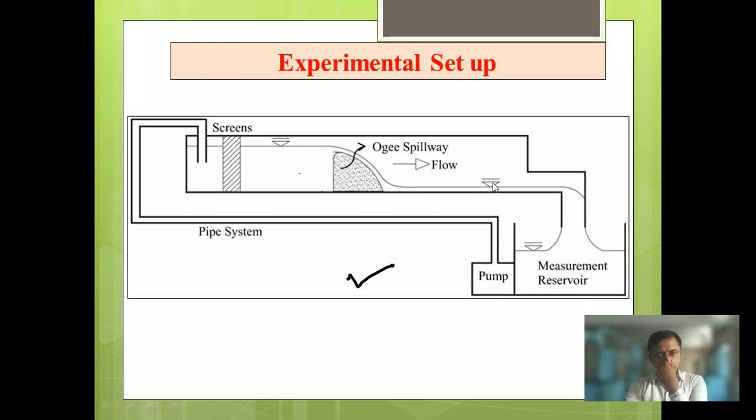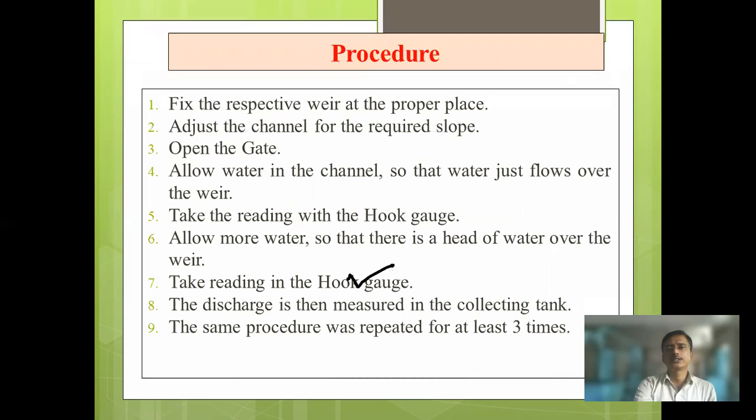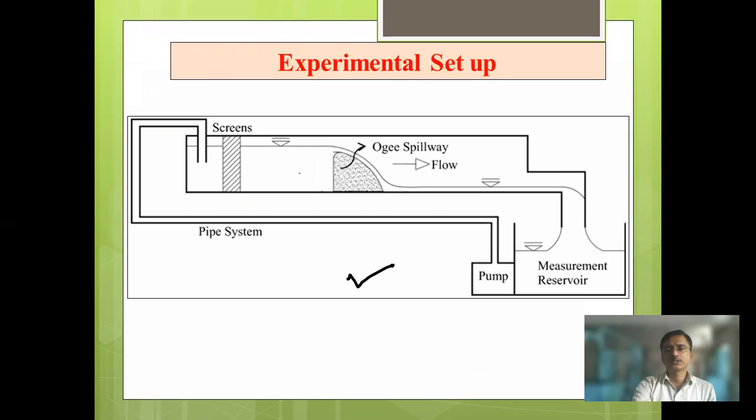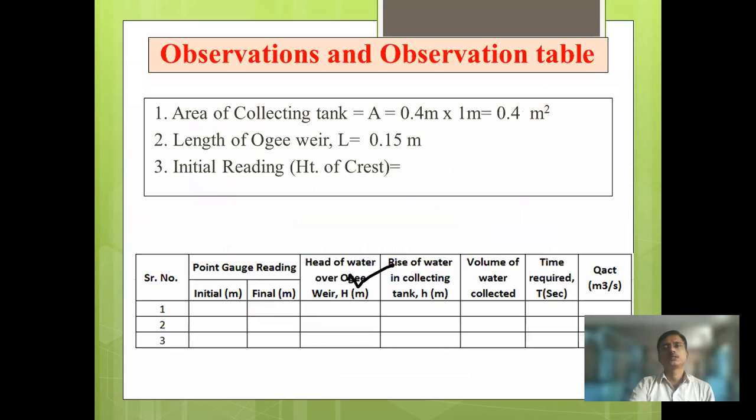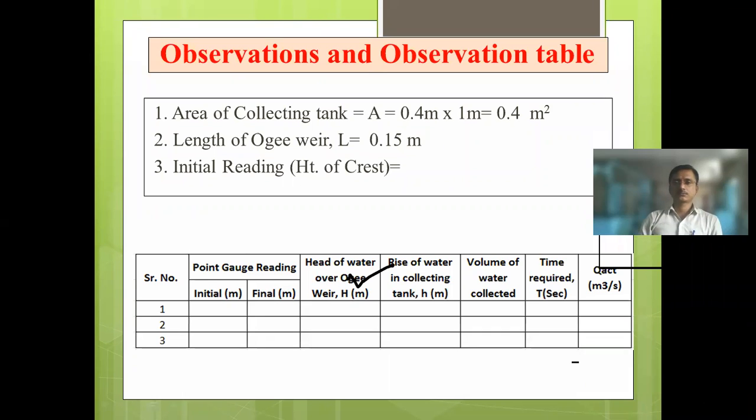This is the experimental setup. There is a tilting flume. This is the Ogee weir provided here, and the flow of water will take place here. This is the measuring tank. Again, this practical is quite simple, similar to the previous practical. This is the procedure, observations and observation table that you note down. Observations first: area of the collecting tank, capital A is equal to 0.4 by 0.4, which is 0.16 meter square. Length of Ogee spillway, L is equal to 0.15 meter.